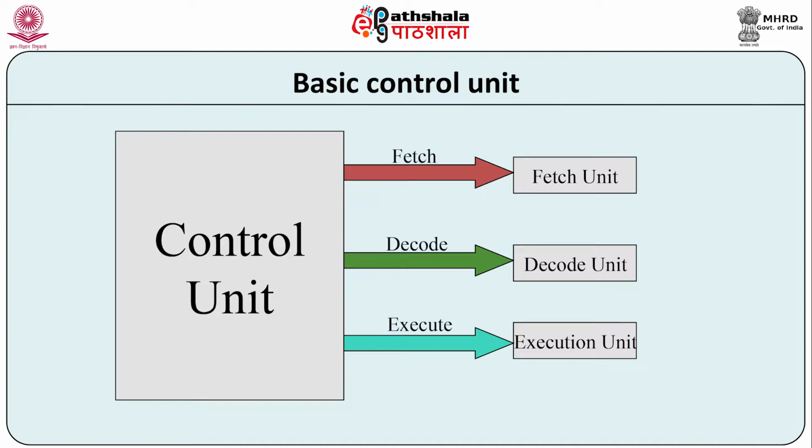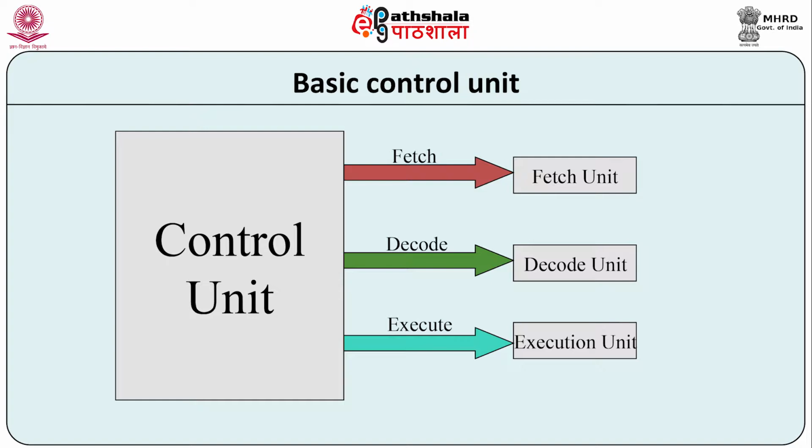In addition to the basic functions, the control unit performs three major tasks in context with instruction processing. These are fetch, decode and execute. The control unit generates these signals for proper operation of fetch unit, decode unit and execute unit.